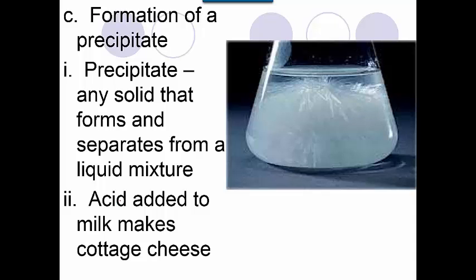Whenever you add acid, normally something like vinegar, acetic acid, to milk to make cottage cheese, that's another type of precipitate because you have solid particles from two individual liquids.